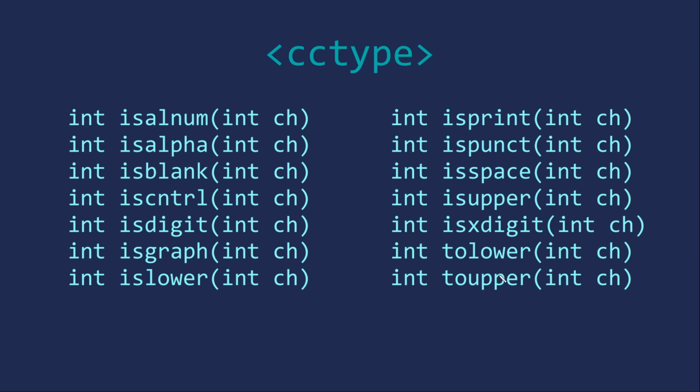To lower, which returns the lowercase version of the character. To upper returns the uppercase version of the character. If it's already lowercase or already uppercase, it just returns that character. If it's not a letter, it just returns the original character.